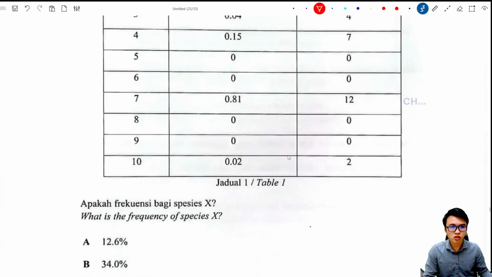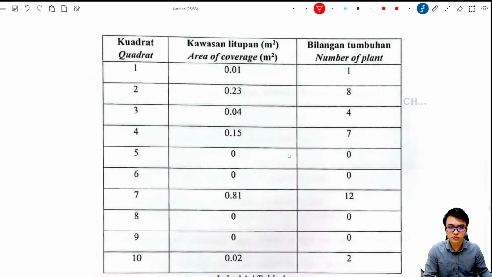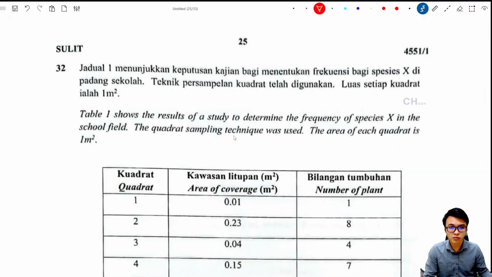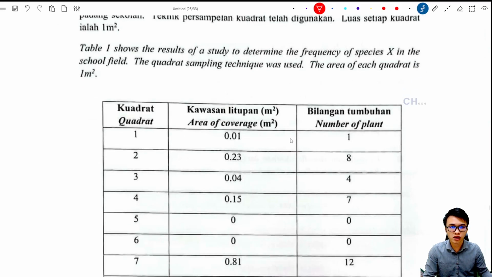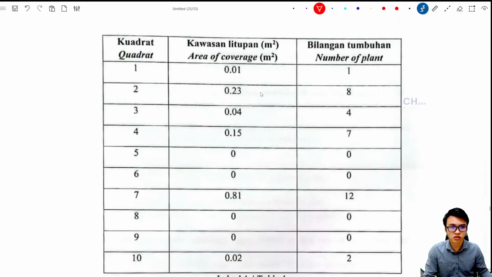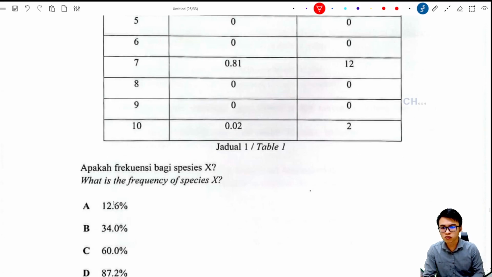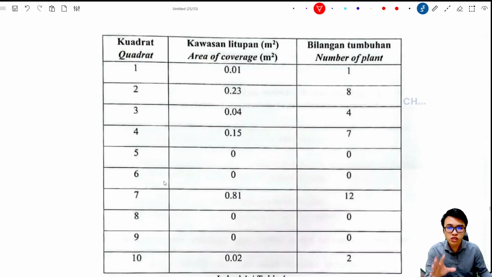The next one is about finding the frequency of species X. These guys used the quadrat sampling technique, and we find that some of the quadrats have the species, some don't. Now, when we look for the frequency, we just need to know which quadrat has the species. For example, quadrat 1 has the species. Even 1 is considered as yes, the species is present in the quadrat. So yes, yes, yes, yes, yes, no, no, no, no, yes, yes.